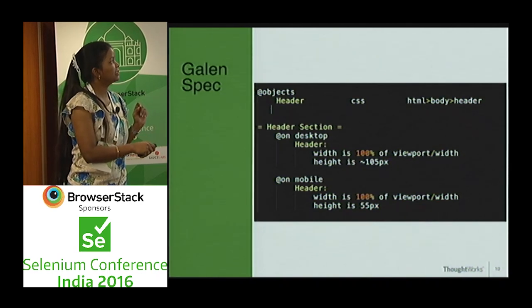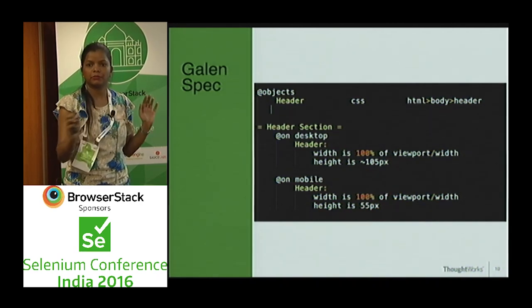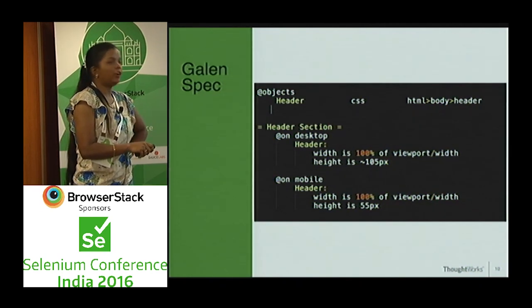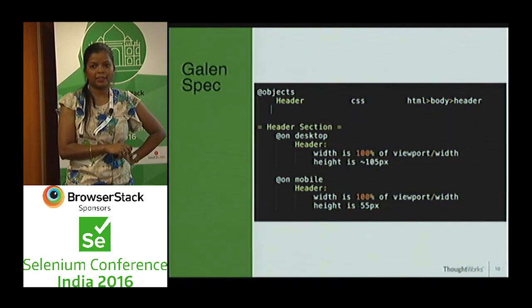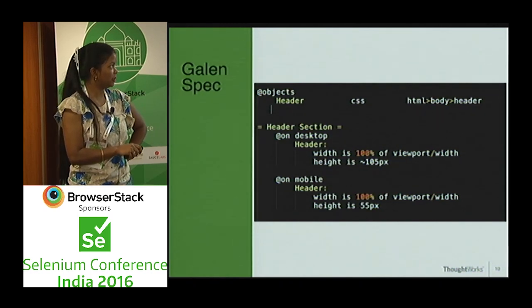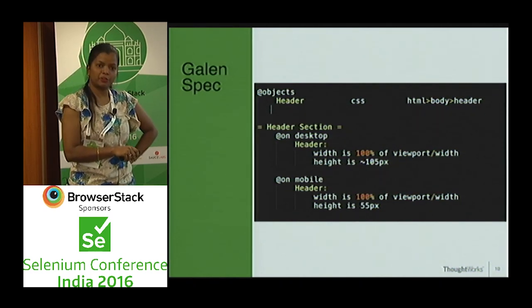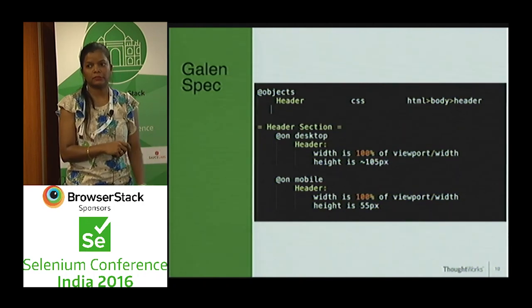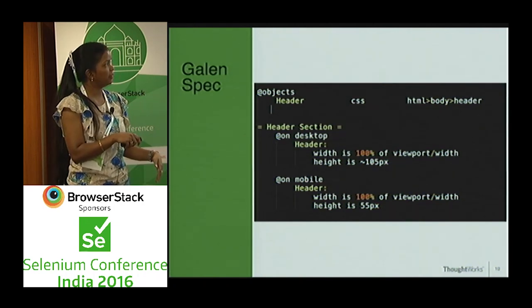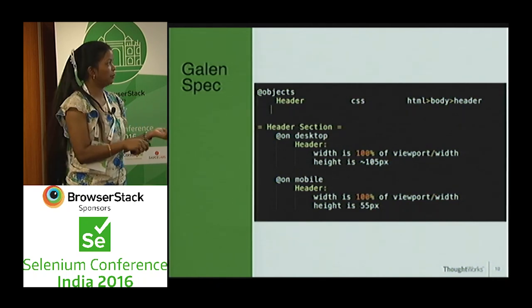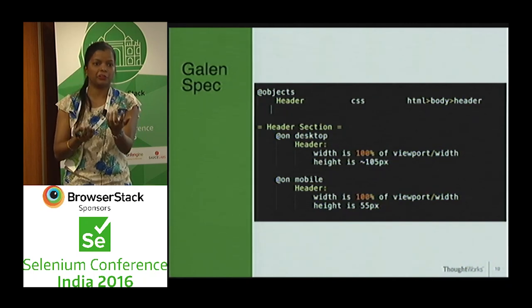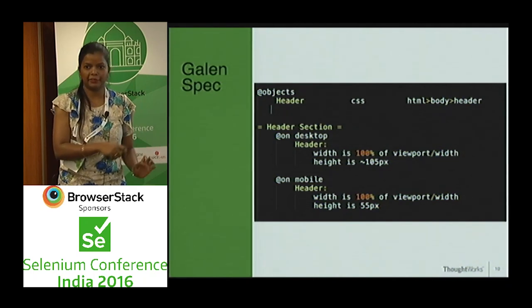Now I'm defining a section. This is like a comment for readability purposes. In my header section, I said on desktop, header, which is defined here, its width should be 100% and its height should be approximately 105 pixels, right? And what happens on mobile? If it's on mobile, width is still 100%, but my height is just 55 pixels, because I don't want the header to cover half of the screen of my size. Very simple to understand.